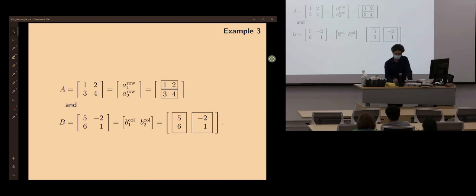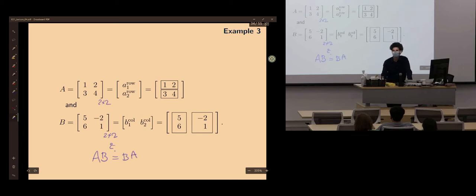Let's make it a little tricky. Now, both of them are 2 by 2. We are about to check whether A times B equals B times A.